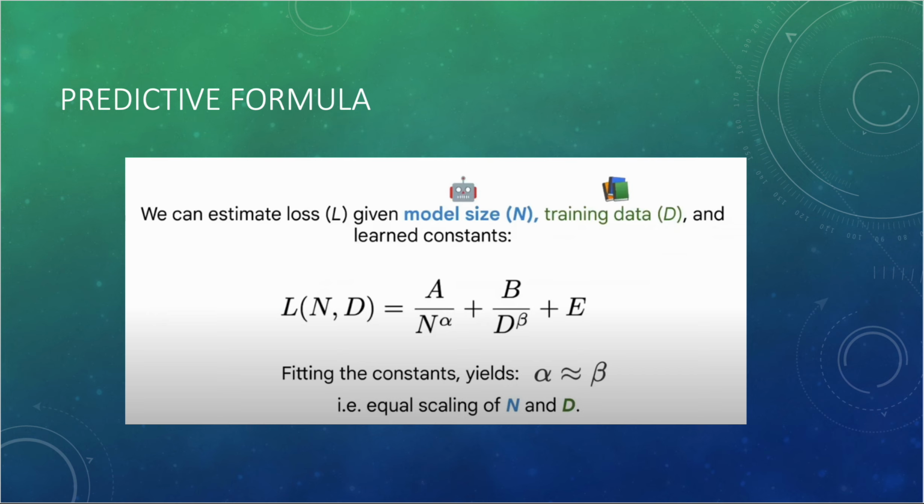The letters A, B, E, alpha, and beta in the formula are values that come from a bunch of tests and experiments. The important finding from the Chinchilla paper is that the values for alpha and beta are about the same, which supports their suggestion to balance the number of parameters with the amount of training data.